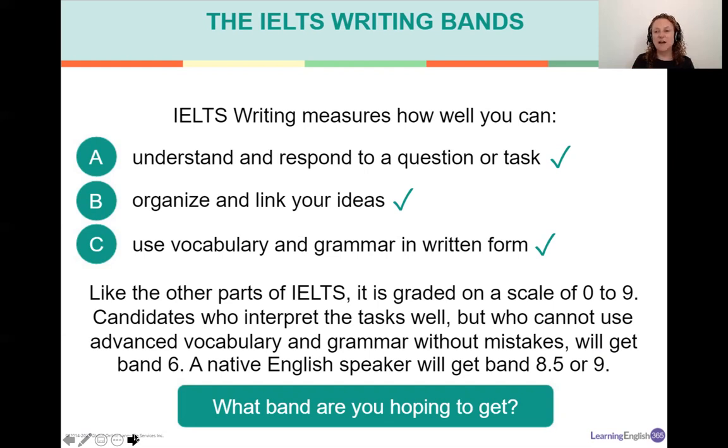Like every other part of the IELTS test, your written exam will be graded on a scale of 0 if you don't sit the exam at all, up to a 9. An expert user of the language, got full command of all aspects of the language. And we've got an example here that candidates who interpret the tasks well, so do well on A, but who cannot use advanced vocabulary and grammar without mistakes, C, will get a band 6, probably around that mark. And a native English speaker will get probably an 8.5 or a 9.